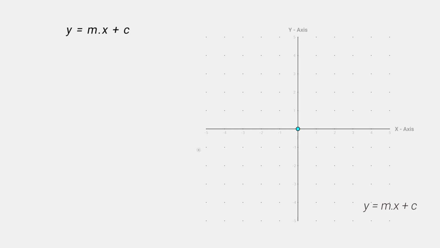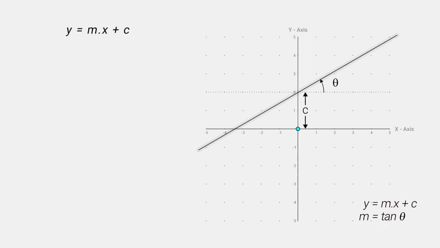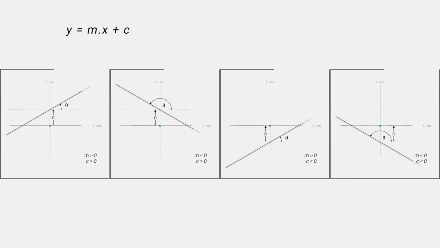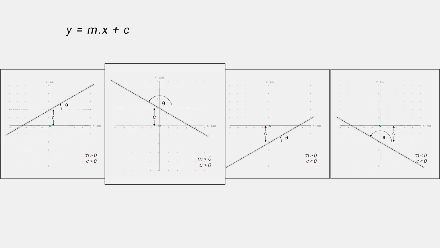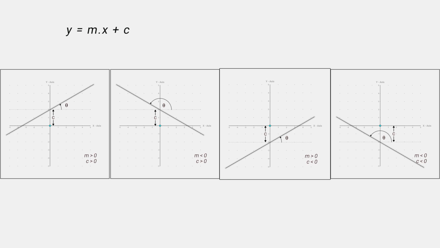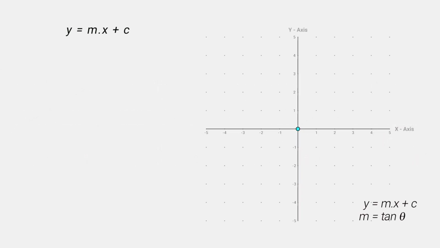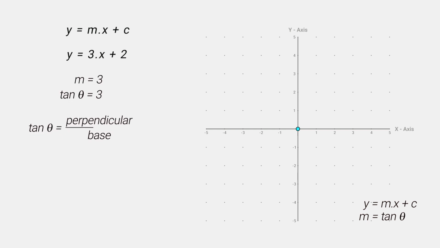Now look at this equation, y equal to mx plus c. There are 4 cases: m is positive, m is negative, c is positive and c is negative. For example, when y equal to 3x plus 2. Here slope is 3, so tangent theta equal to 3. Now tangent theta equal to perpendicular by base, which is equal to 3 by 1. So if the base is 1 unit, then the perpendicular is 3 unit.